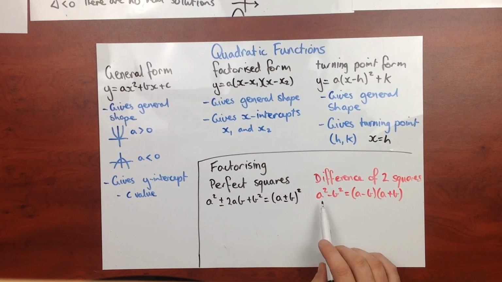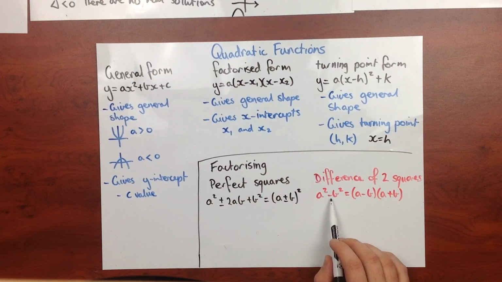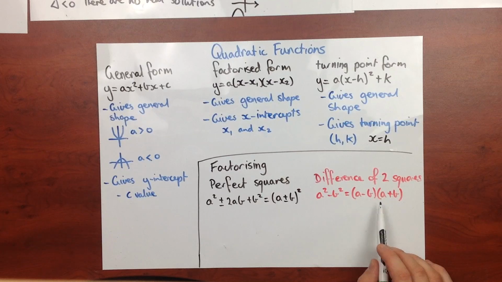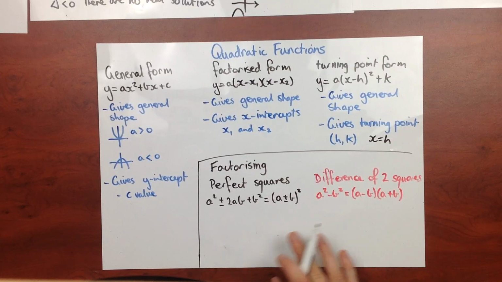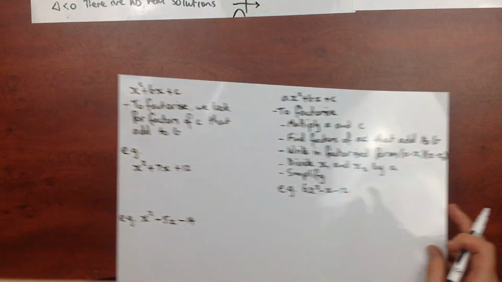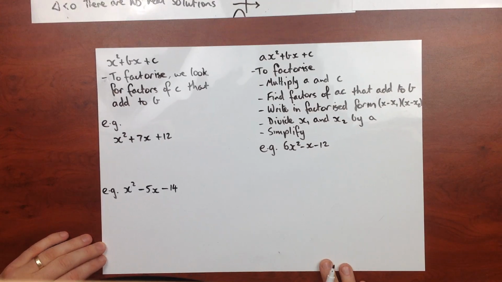Same with the difference of two squares. If we have a squared take b squared, well that's the same as a take b times a plus b. So just a couple of rules to remind you of that hopefully you're familiar with. But I'm just going to have a look at a couple of things here as well.